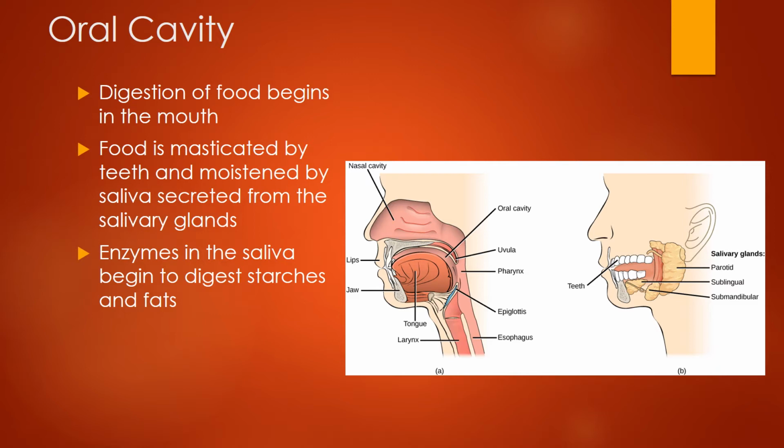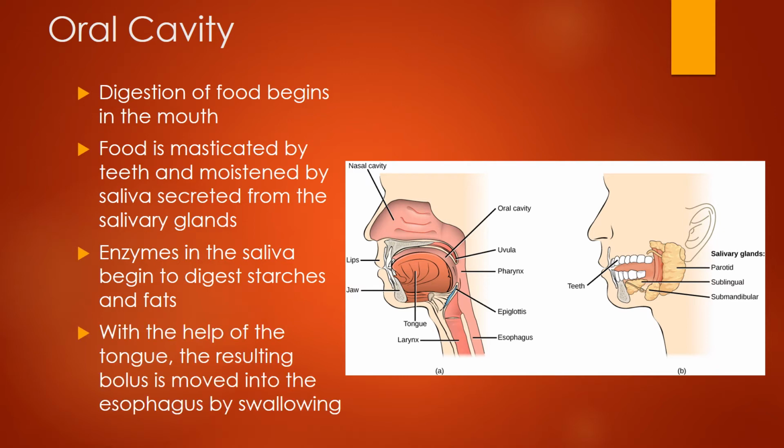The chewing and wetting action provided by the teeth and saliva prepare the food into a mass called the bolus for swallowing. The tongue helps in swallowing, moving the bolus from the mouth into the pharynx. The pharynx opens into two passageways, the esophagus and the trachea. The esophagus leads to the stomach and the trachea leads to the lungs.